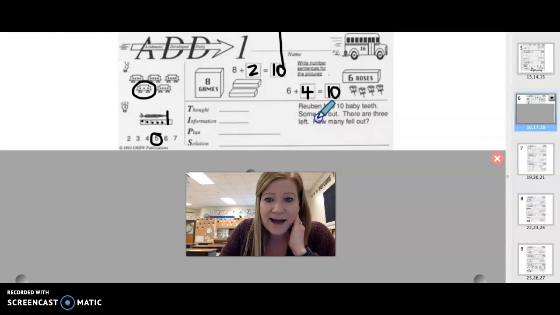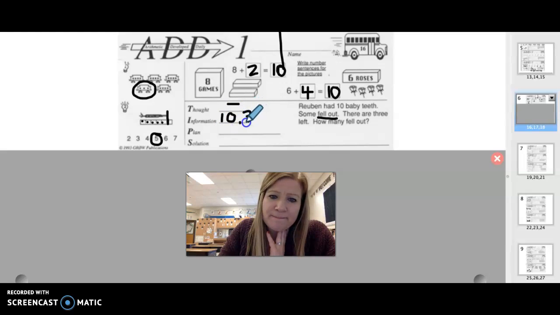Reuben had 10 baby teeth. Some fell out. So that means he's losing teeth, which means we are subtracting. There are 3 left. How many fell out? So the numbers we know are 10 and 3. So he started with 10.